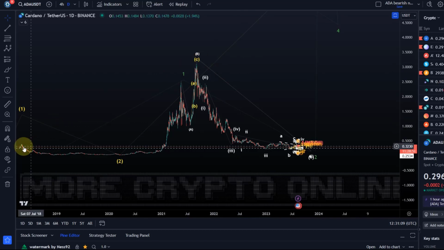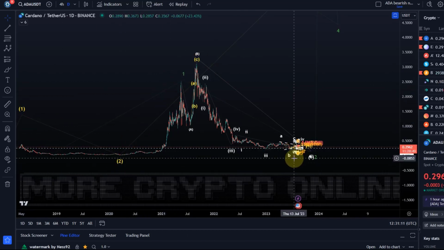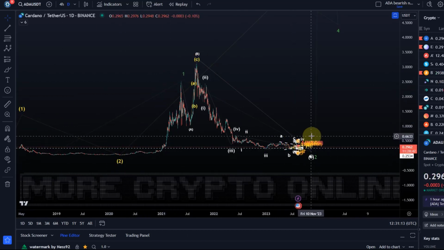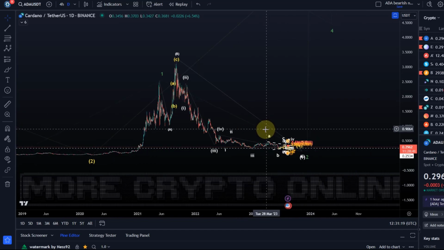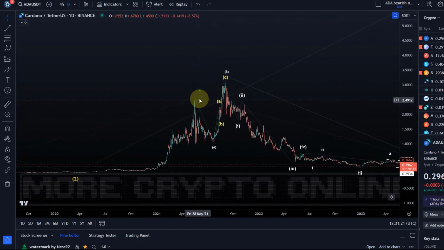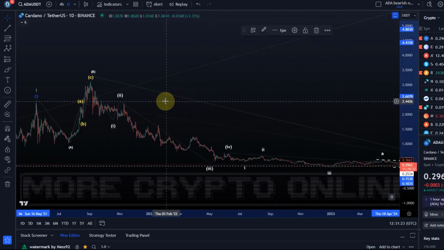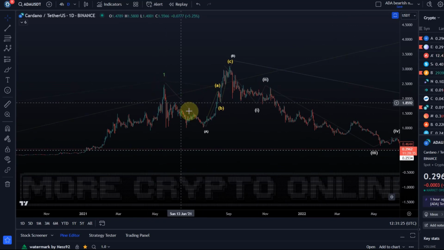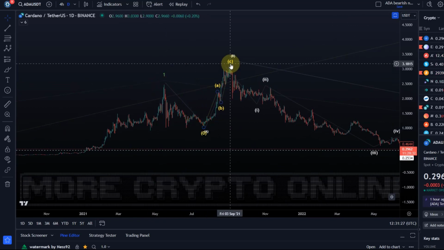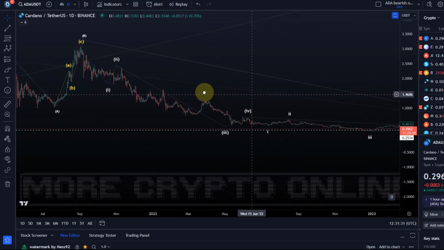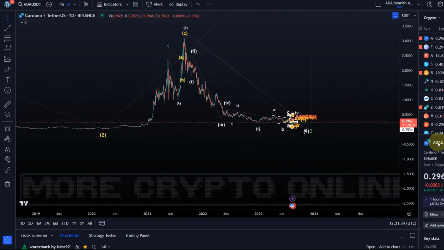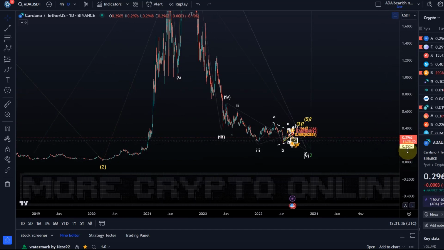Here it's a 1-2-1-2 setup that we have on the ADA chart, potentially. Of course, at some point we need a confirmation that this wave 2 is over. So far we haven't got that. Looking at this as a wave 1, which peaked here in May 2021, an A wave down, an overshooting B wave, and now a C wave down in a 1, 2, 3, 4. And the fifth wave is likely still in the making right now.